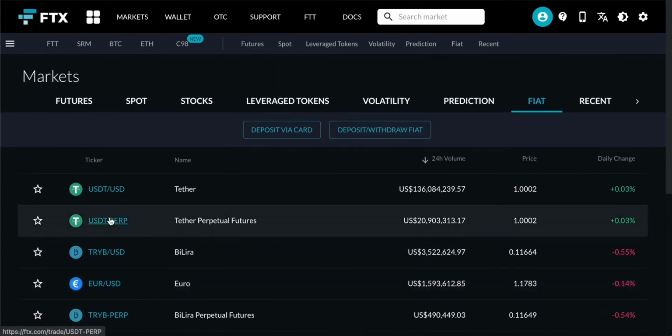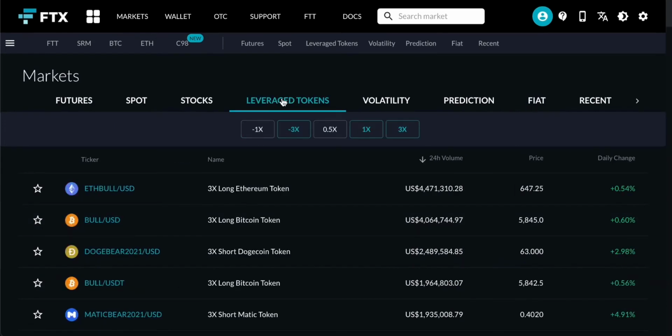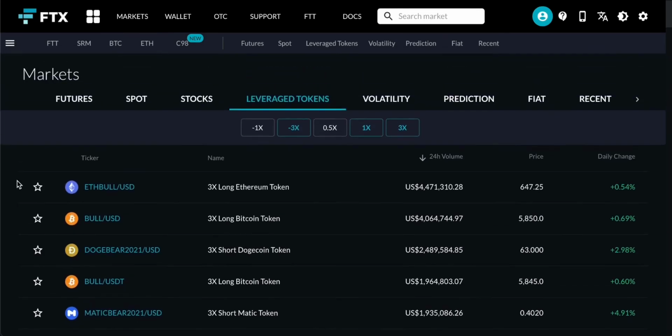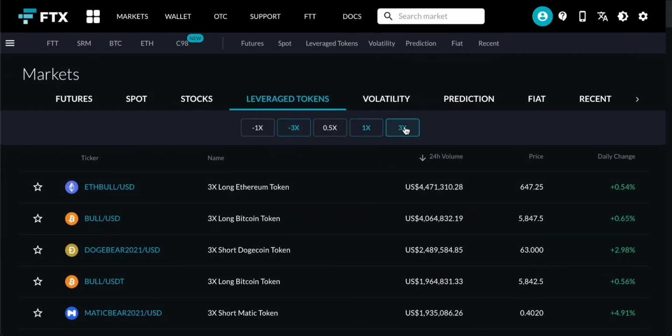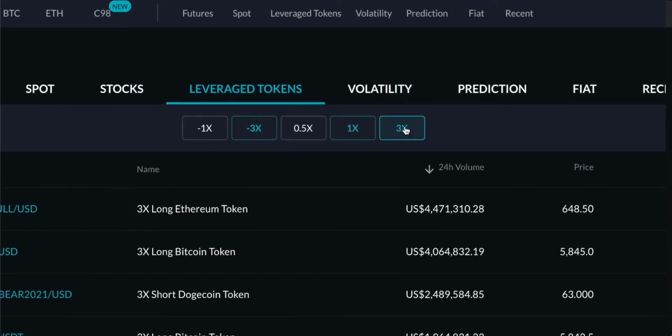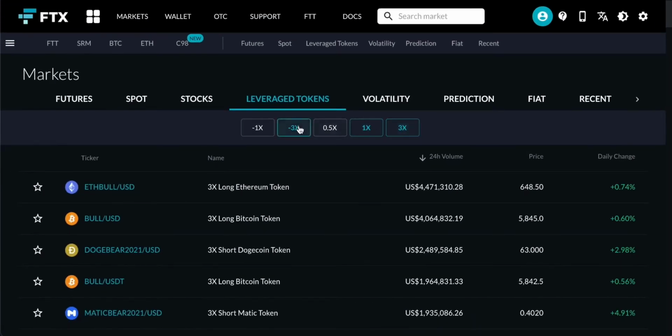FTX also have extra markets, for example, leverage tokens. So if you want to trade a currency pair on leverage, you can see 3 times leverage, 1x leverage, 0.5x leverage. You can trade that, and what this means is that any movements in the price will be exaggerated. So for example, if Bitcoin goes up 1% and you're having 3x leverage, then obviously Bitcoin would go up 3%. If you have minus 3x leverage, it would actually be going down 3%.